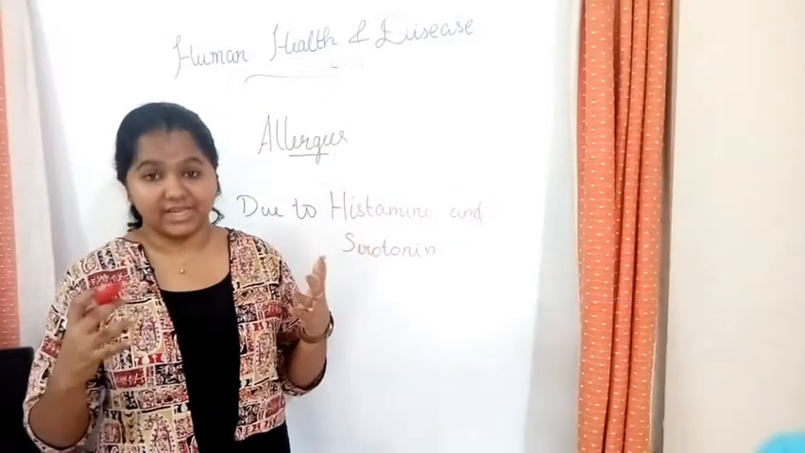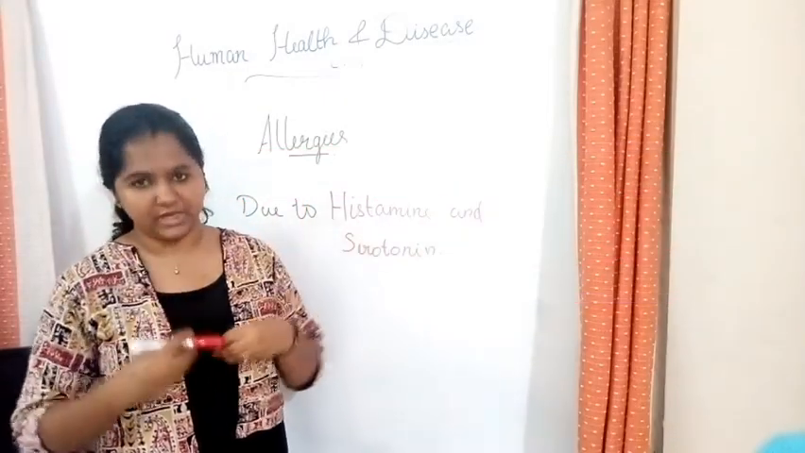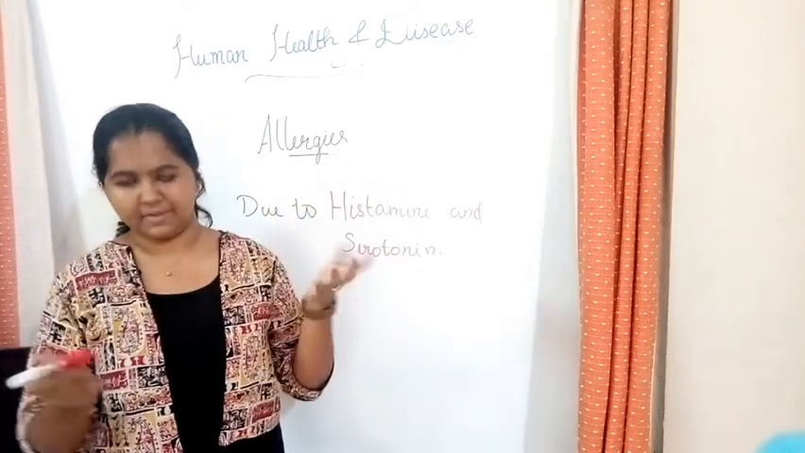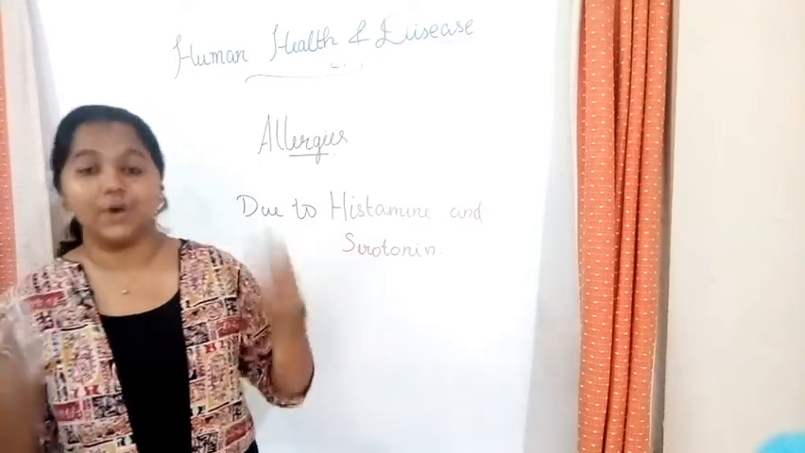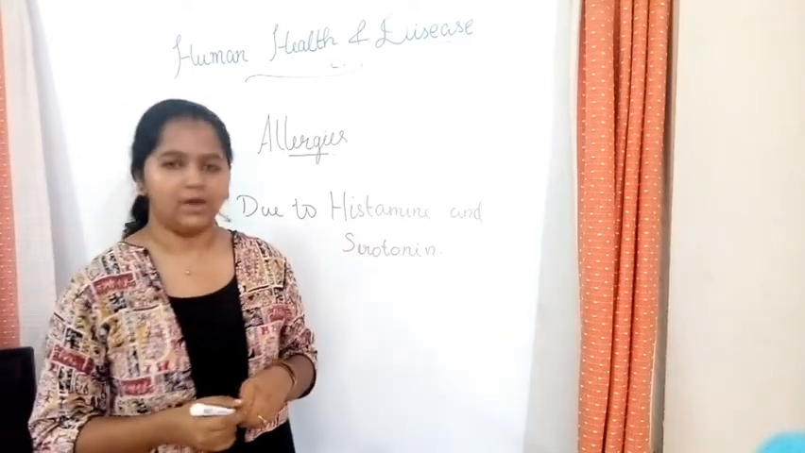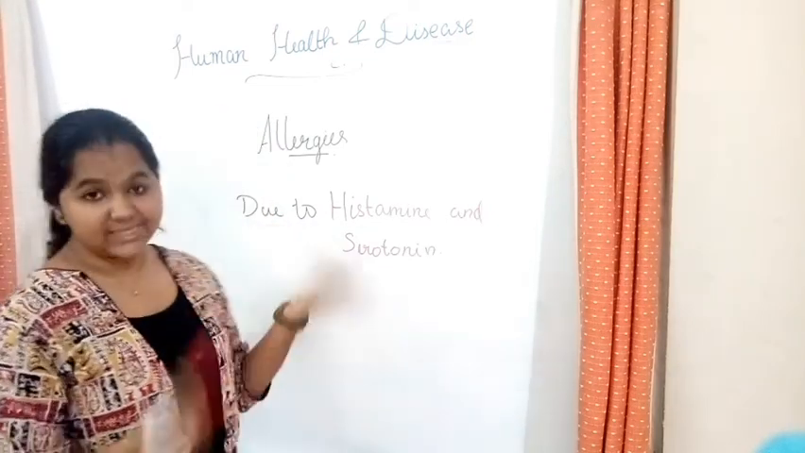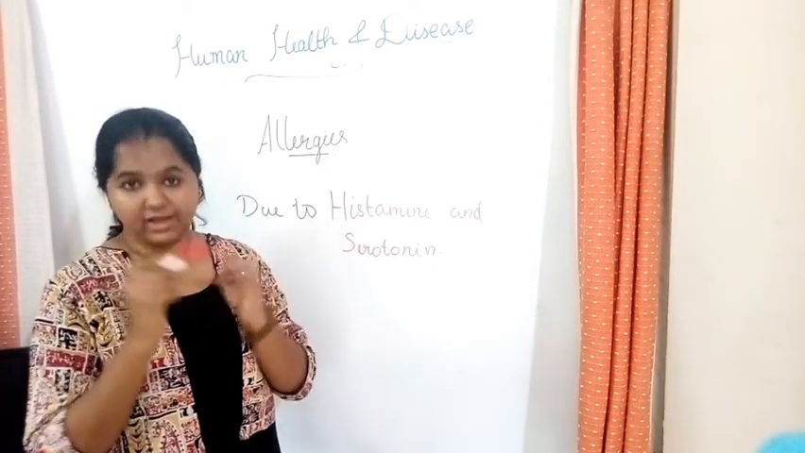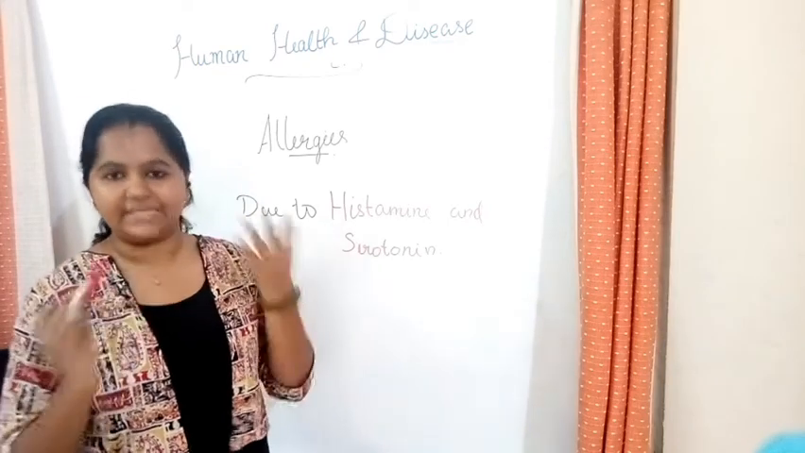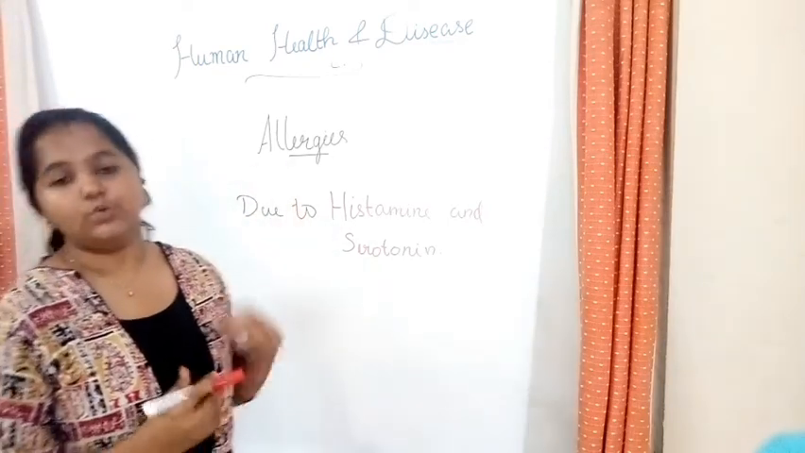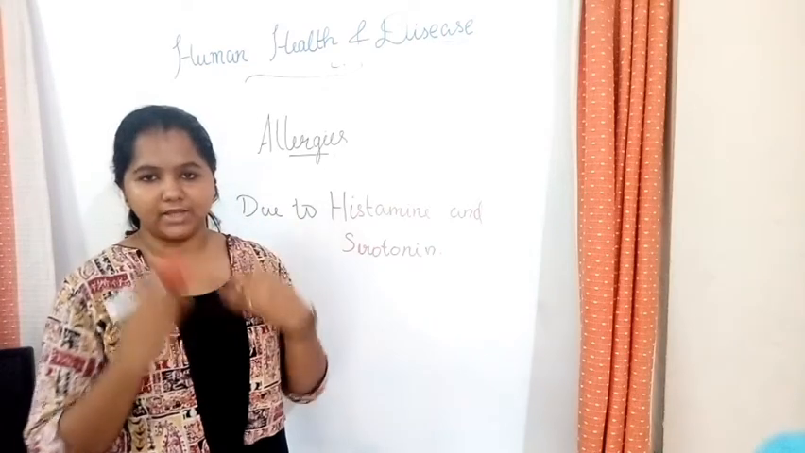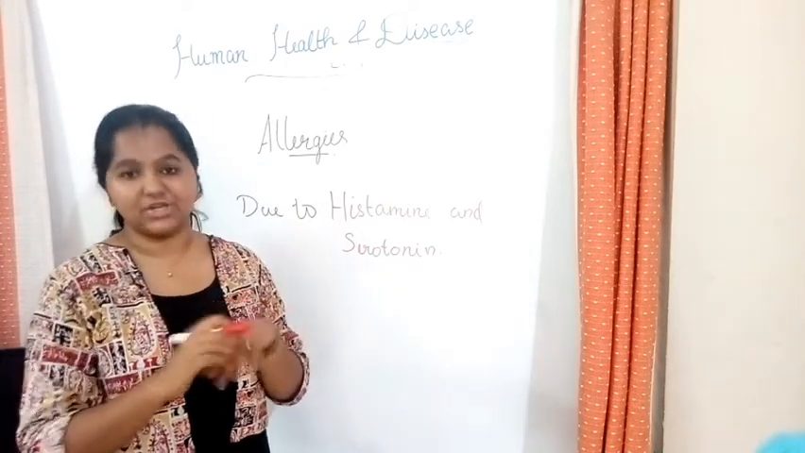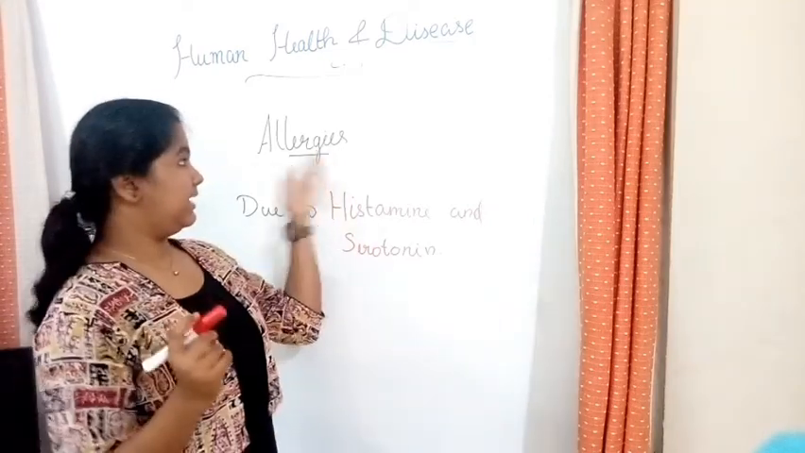Allergies are exaggerated responses of our bodies when an antigen is there in our environment. These antigens which cause allergies are called allergens. Now let's see what these allergens are. The common ones are pollen grains, dust mites, etc. When these come, we have allergies. So what are the symptoms of these allergies? Running nose, sneezing, watery eyes, itching, etc. are the symptoms of allergies.